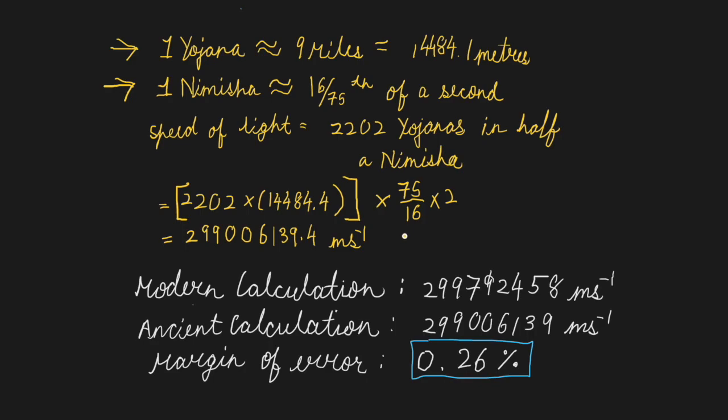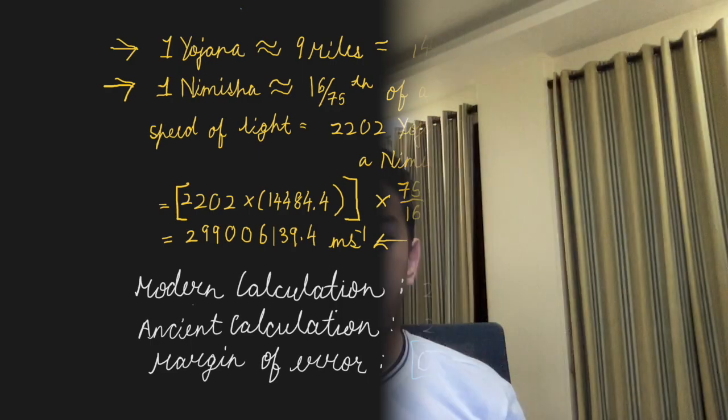Using the calculations as you can see on the screen gives us the speed of light as 2.99 into 10 raised to power 8 meters per second. Modern day calculations show that the speed of light is also 2.99 into 10 raised to power 8 meters per second. The only error between the two calculations is 0.26%. Can you believe it?